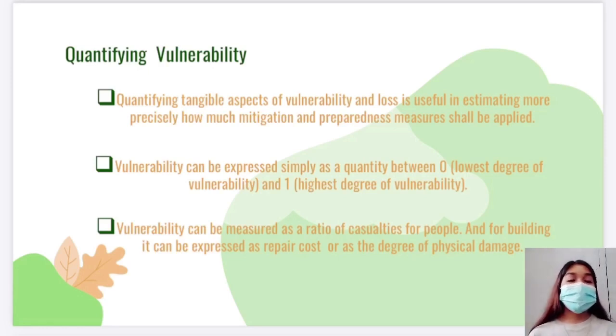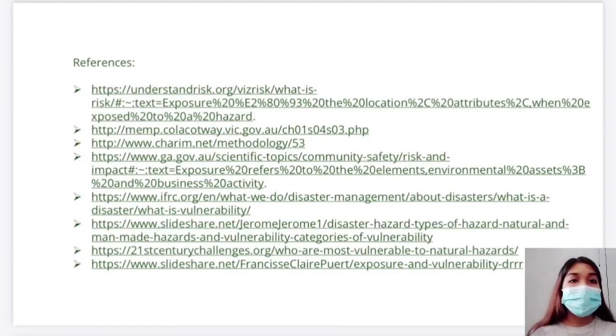Vulnerability can be measured using different methods, and one of them is ratio. Ratio is used to measure the casualties for people, and for buildings, their repair cost can be expressed as a percentage of the degree of the physical damage. And when we're dealing with a much larger area, the proportion of damaged buildings is used as a method to measure the vulnerability.